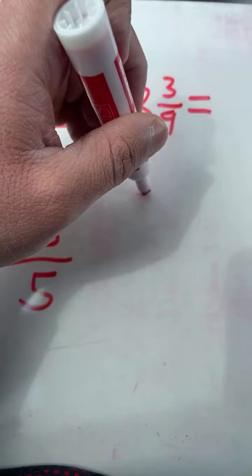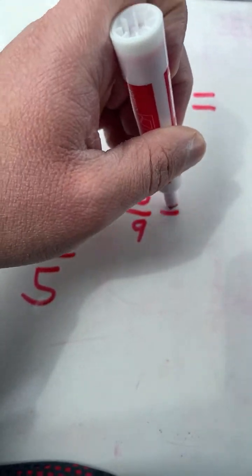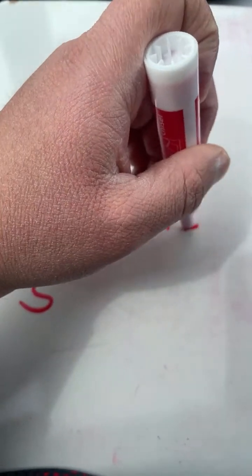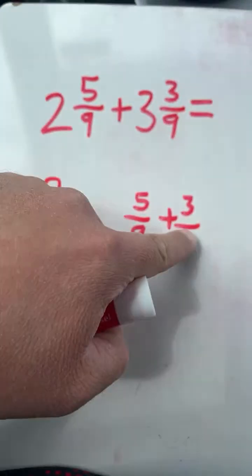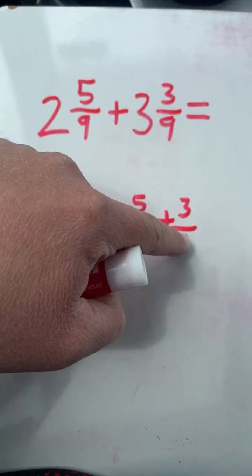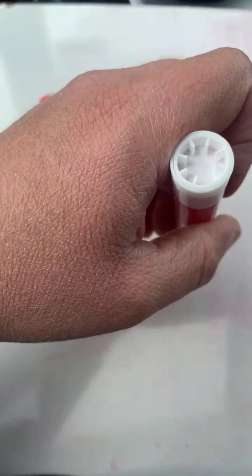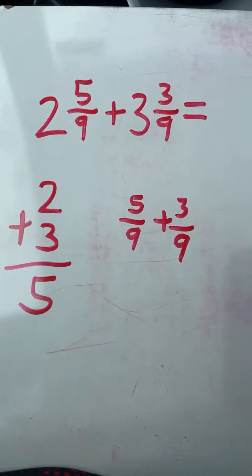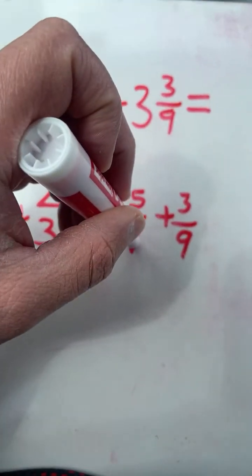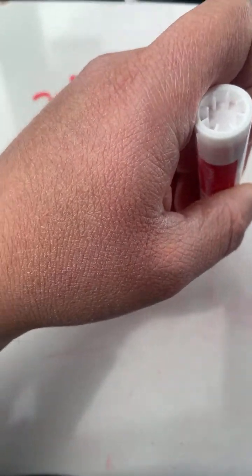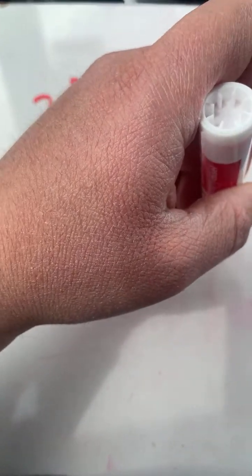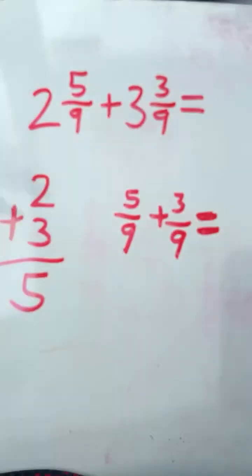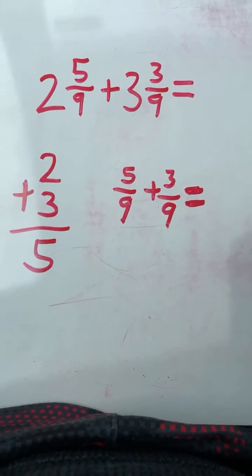Next, we add our fractions. So we have to add 5/9 plus 3/9. I almost copied the fraction wrong. Almost. You see, that's what happens when you rush. When you rush, you make mistakes. Remember to take your time. I had actually copied the fraction wrong, but then I fixed it. So it's okay.